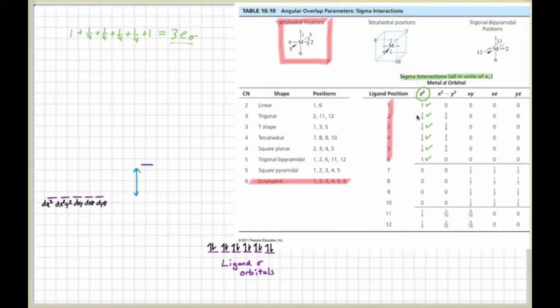So we'll draw in another dz squared raised in energy by 3 E sigma above its original position before the interaction with the ligands.